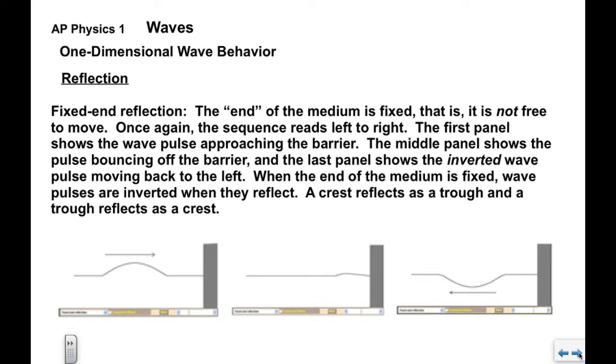Now, when we have a fixed end reflection, the end of the medium is fixed, that is, it is not free to move. The sequence again reads left to right. First panel shows this wave crest or wave pulse approaching the barrier. When it bounces off the barrier, we see that the wave crest has been inverted and it becomes a trough. So a crest, when it reflects off a fixed end, becomes a trough. If a trough reflects off a fixed end, it becomes a crest.